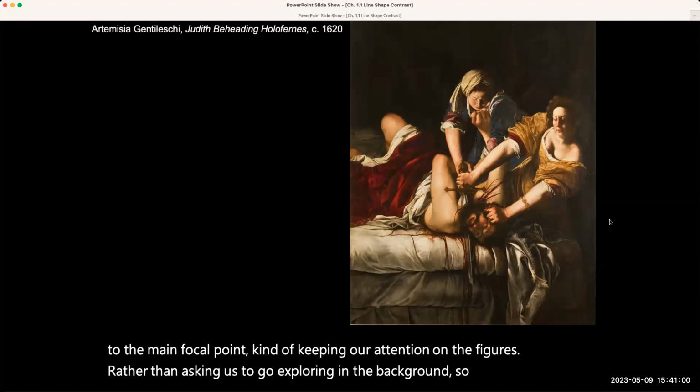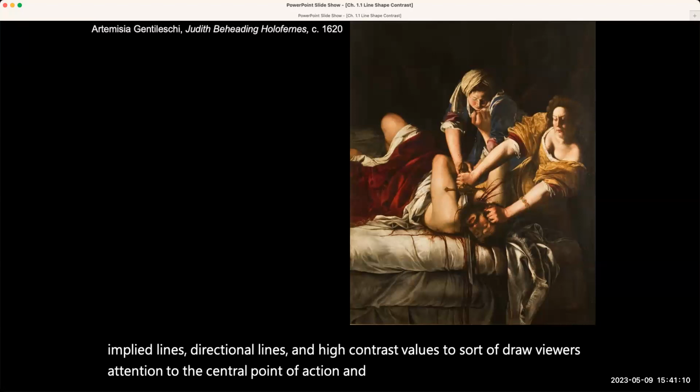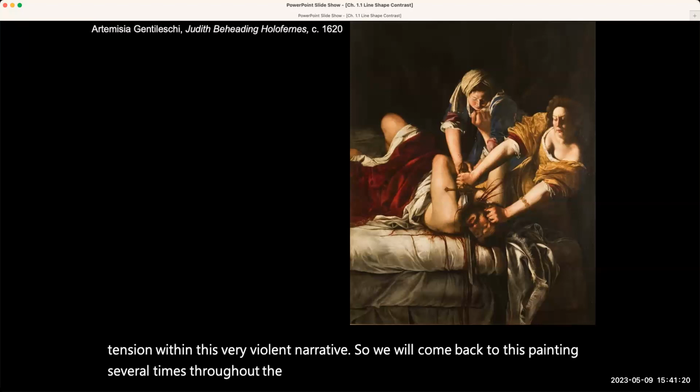So Gentileschi uses implied lines, directional lines, and high contrast values to draw a viewer's attention to the central point of action and communicate this idea of drama and tension within this very violent narrative. So we will come back to this painting several times throughout the semester. But for now, we will leave it at that and move on from here.